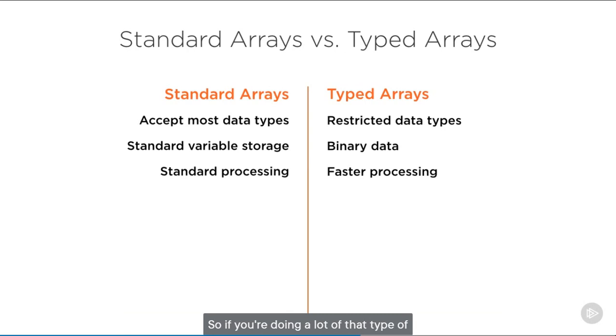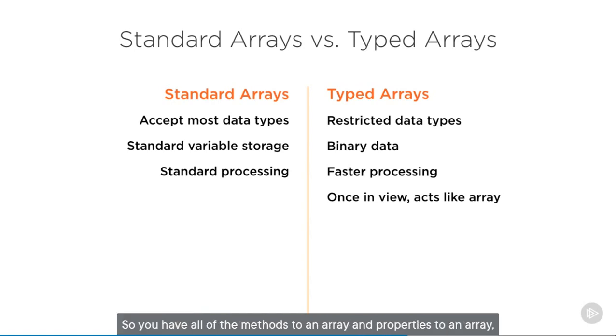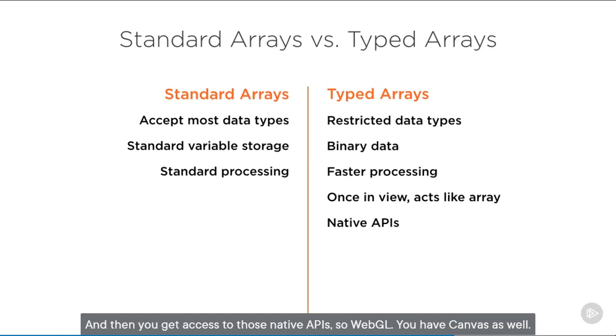So if you're doing a lot of that type of manipulation on really heavy coding there, then you may want to stick with that. Once it's in a view, it does act like an array. So you have all of the methods and properties of an array, and so you can actually use it just like an array at that point. And then you get access to those native APIs.